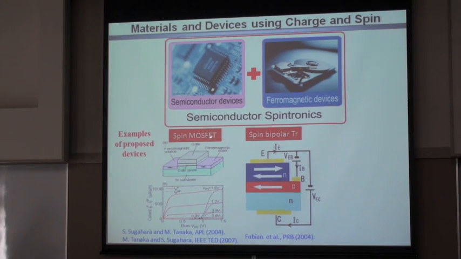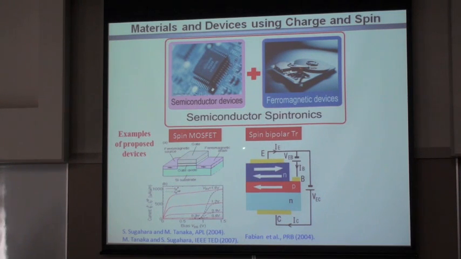One is a spin MOSFET, which was proposed by our group a few years ago. This is basically a silicon MOSFET, but we have two ferromagnetic electrodes, source and drain, so that this is a transistor with transistor characteristics, but also we can have spin-dependent transistor output. In parallel magnetization, we see large transconductance, and in antiparallel magnetization, the transconductance should be low. So we can change the transistor characteristics.